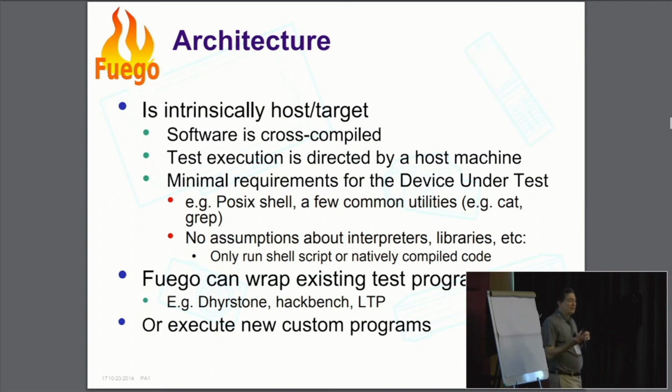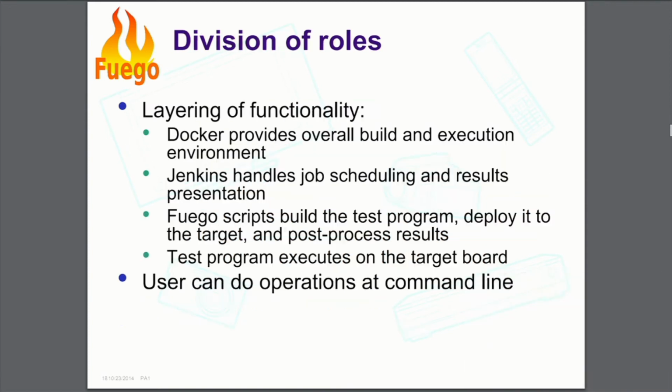Anyway, we strive for a very minimal footprint required on the target. Just a POSIX shell and a few utilities like cat, grep, tail. They're supported by BusyBox. There's no assumption that you need to run Python, or Expect, which is notorious because it requires PHP. Anyway, Fuego can wrap existing test programs, or you can write your own.